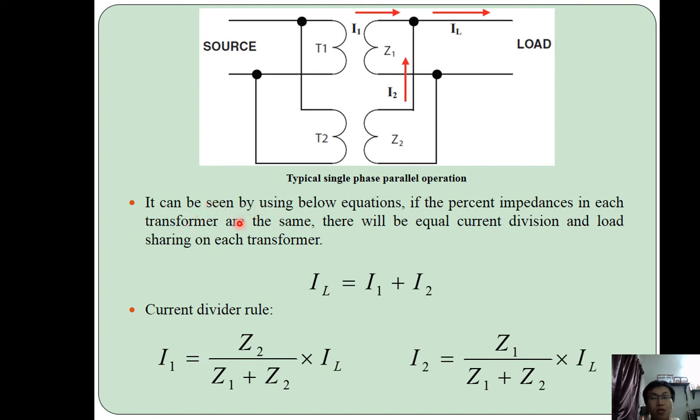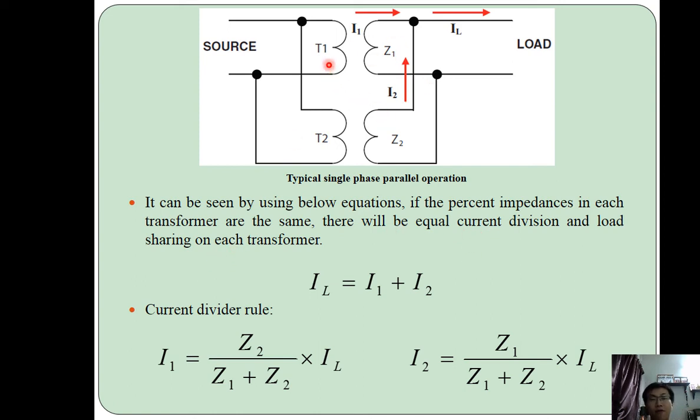It can be seen using the below equation, typical single phase parallel operation. So I have transformer 1, transformer 2. I connect the H1 and H1, H2 and H2, X1 and X1, X2 and X2. So it can be seen by using the below equation, if the percentage impedance in each transformer is the same, there will be equal current division and load sharing of each transformer.